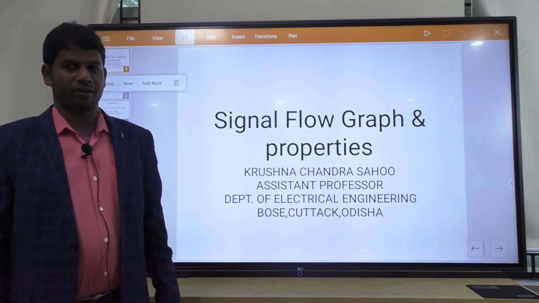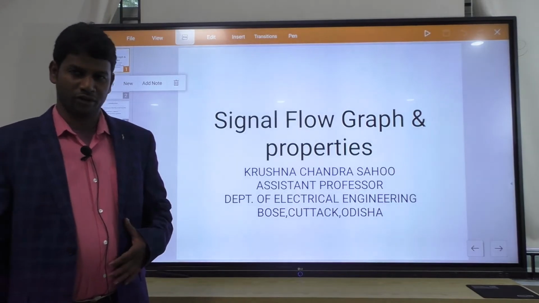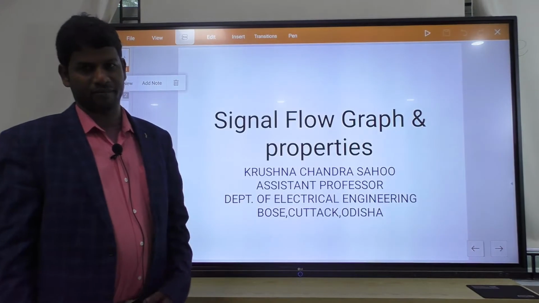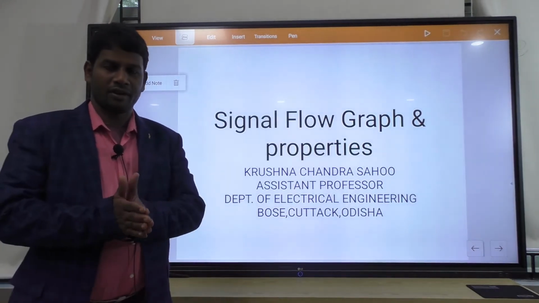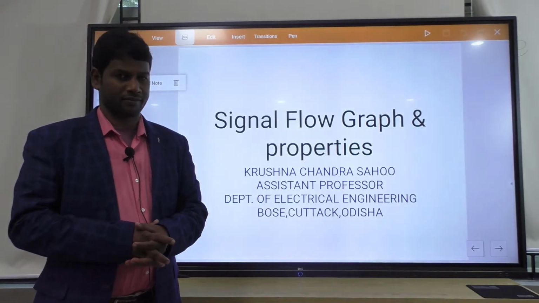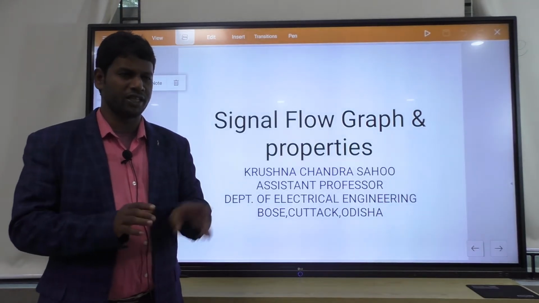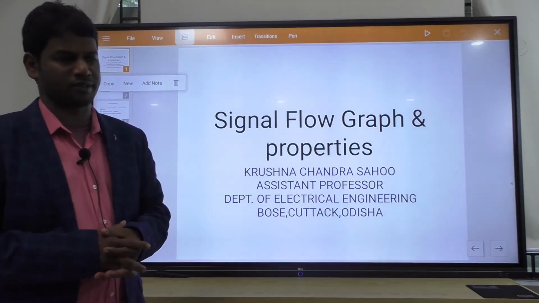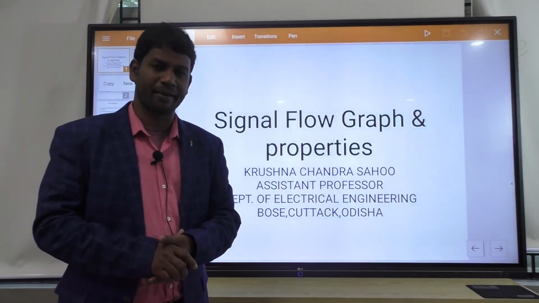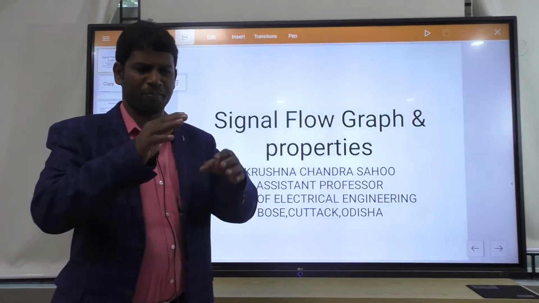So today we discuss the signal flow graph and its properties. In the previous classes we discussed the block diagram, and how to find the transfer function using the block diagram reduction method. As I told you in the last class, when I was solving the numericals, the block diagram reduction method is a lengthy method, because at each step you have to draw the figures or block diagrams. So it is a complex, lengthy method.